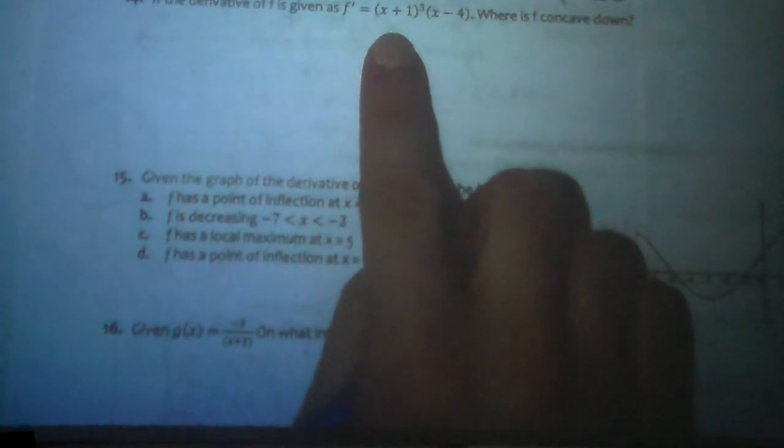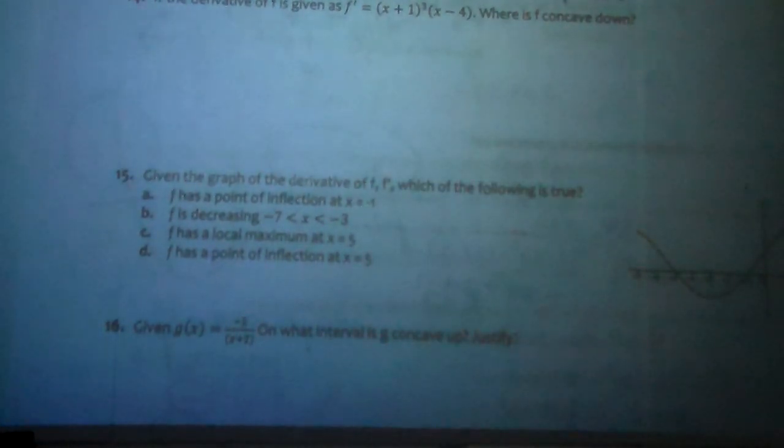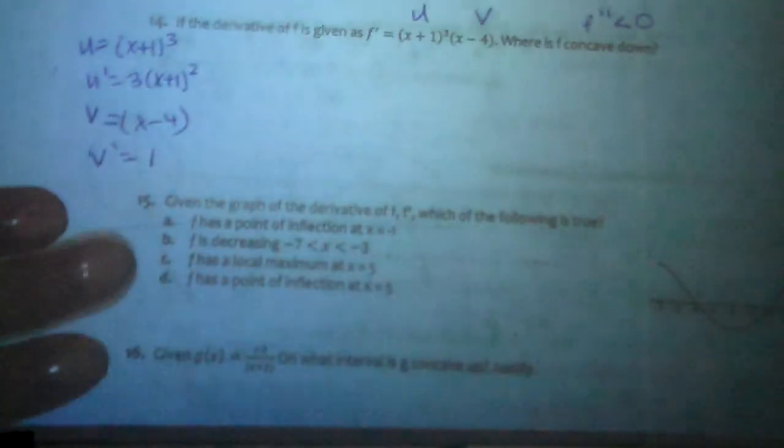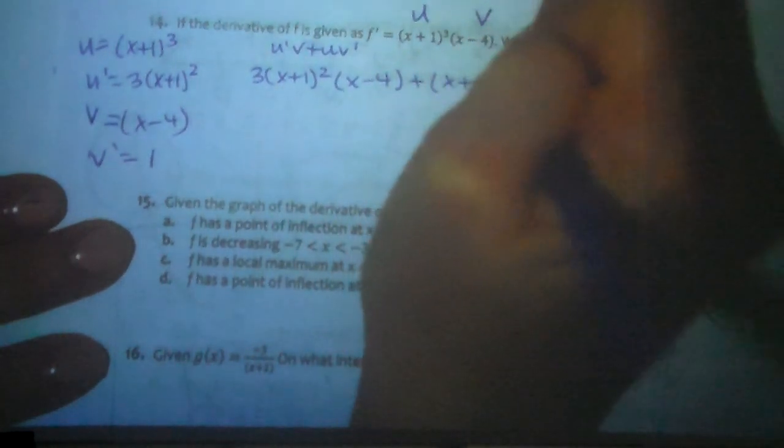Concave down is where f double prime is negative, but I was given f prime. That means I'm going to have to find the derivative. So I'm going to use product rule. u is x plus 1 cubed. u prime will be 3 times x plus 1 squared. Derivative on the inside will be just 1. v is x minus 4. Derivative of that is just 1. So u prime v plus u v prime: 3 times x plus 1 squared times x minus 4, plus x plus 1 cubed times 1.